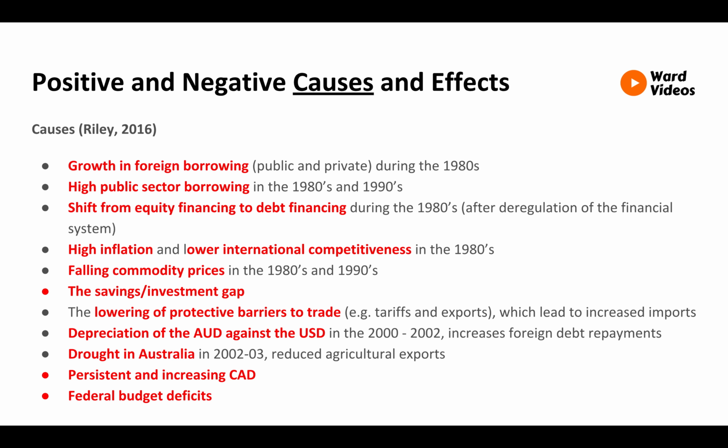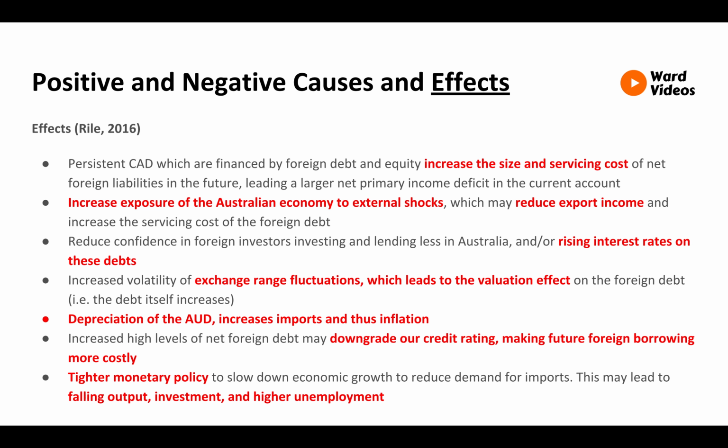But what are the effects? Well, according to Riley again, some of the effects are we have a persistent CAD, which is financed by foreign debt and equity, which increases the size and servicing costs of net foreign liabilities in the future, leading to a large net primary income deficit in the current account. It increases the exposure of the Australian economy to external shocks, which may reduce export income and increase servicing costs. It reduces confidence in foreign investors, investing and lending less in Australia and/or rising interest rates on these debts.